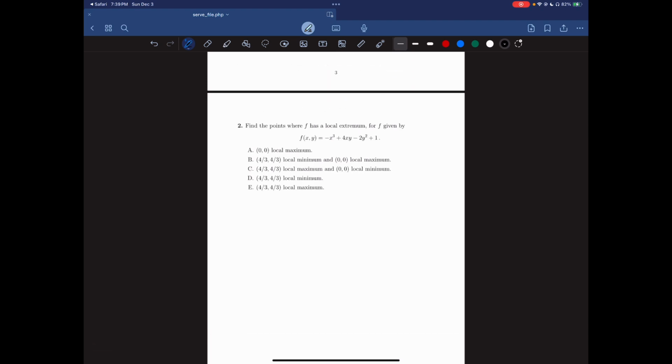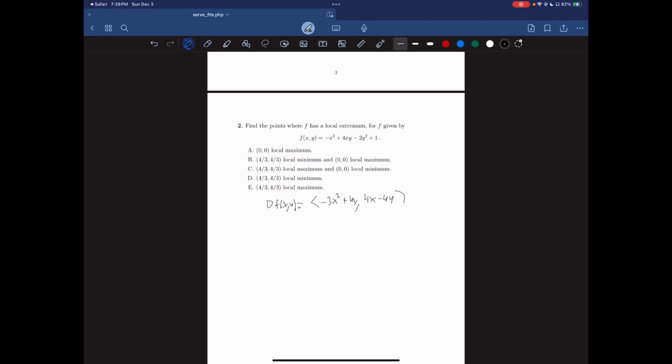Number two, find the points where f has a local extremum for f given by f(x, y) equals negative x cubed plus 4xy minus 2y squared plus 1. So again, we need to take the gradient of f to find the critical points, and let's just do that. So we get grad f(x, y) equals (negative 3x squared plus 4y, 4x minus 4y). Okay, very nice.